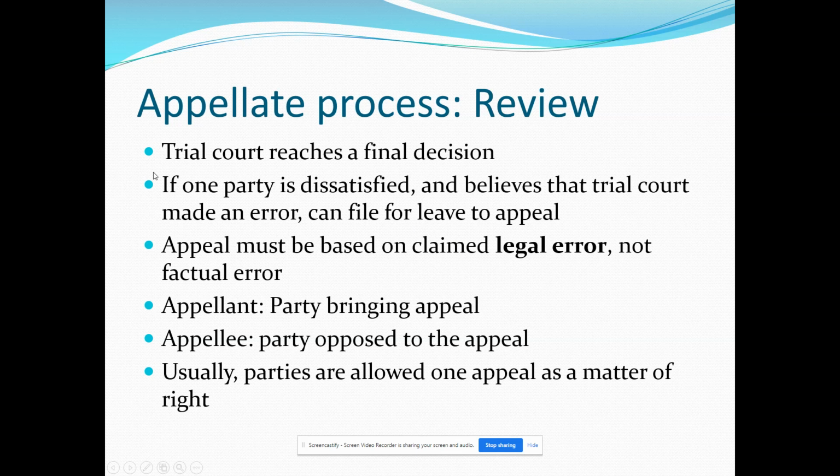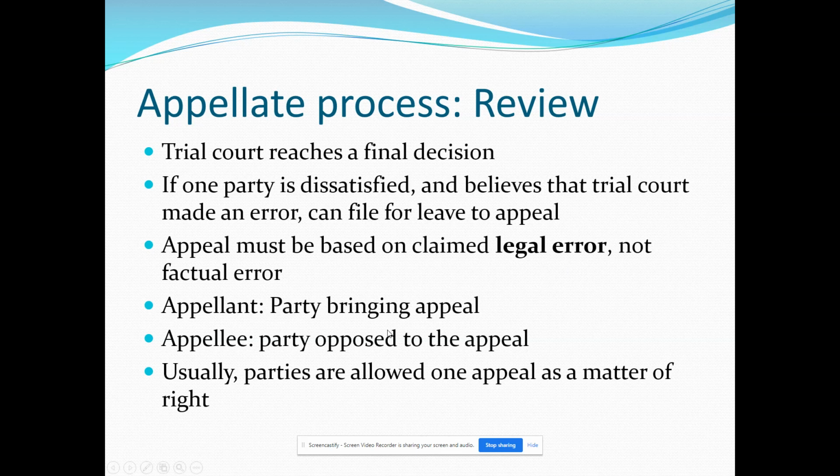When, in the civil or criminal litigation process, the trial court reaches a final decision, a final order is issued. You can only appeal a final order. And if one party is dissatisfied, they can file for leave to appeal. They have to believe that the trial court made a legal error, not a factual error, a legal error. They made an error interpreting the law.